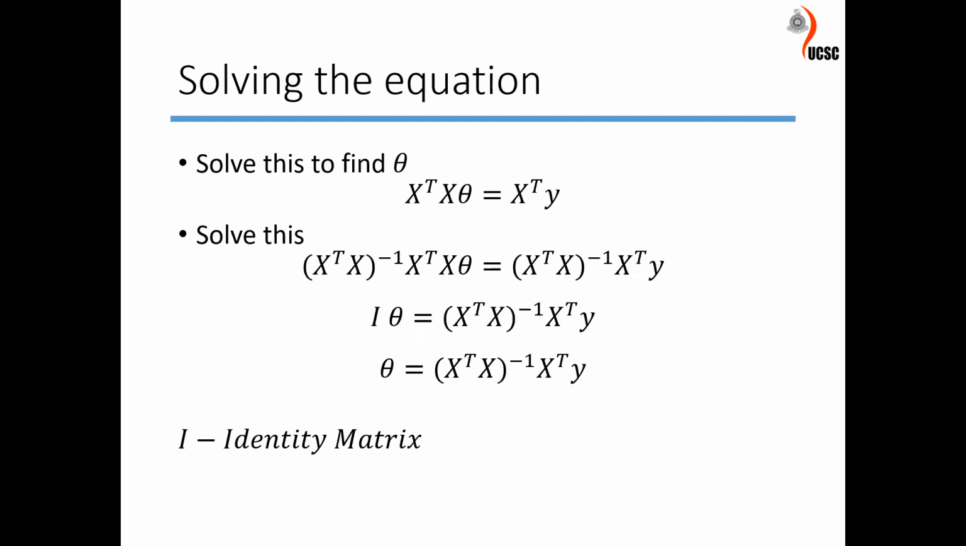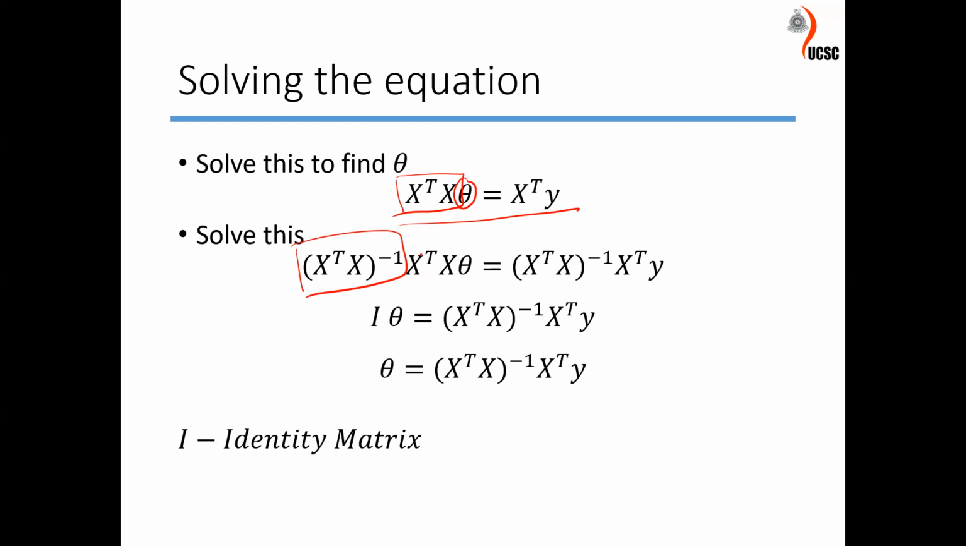Now we need to find the set of parameters, right? We need to find this theta. To get this theta, these are in vectors. You can multiply this whole thing with the inverse of x transpose x. So we have this inverse, right? We're going to multiply both sides of the equation by the inverse of x transpose x.